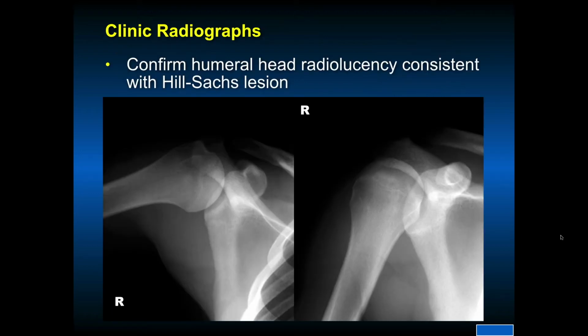What about the radiographs? Hill-Sachs lesion is a posterolateral humeral head compression fracture that occurs when the shoulder is dislocated. This is a Stryker view. The arm is in external rotation. You can see here where there's this radiolucency consistent with anterior instability and Hill-Sachs lesion. This is the view in internal rotation. You can't see that quite as well.